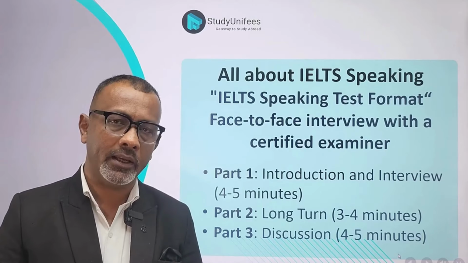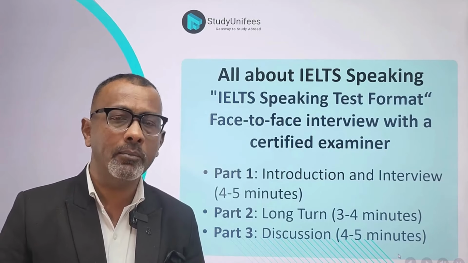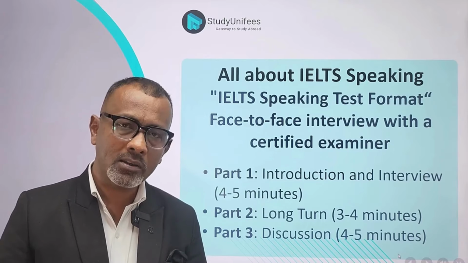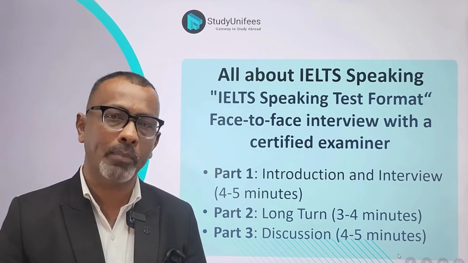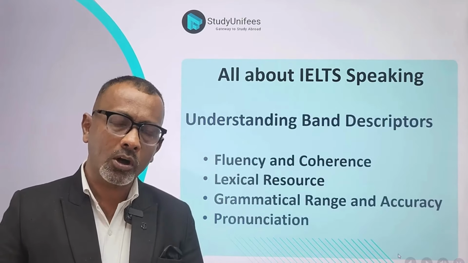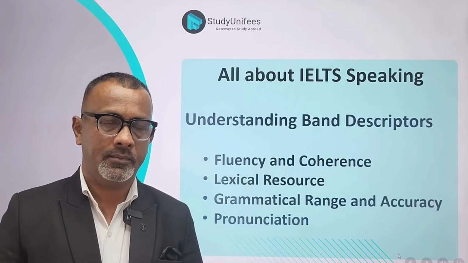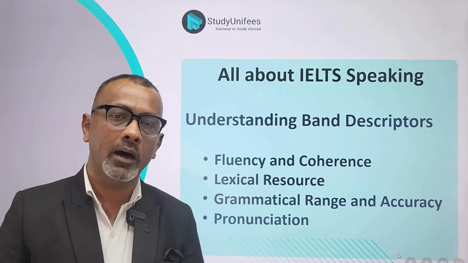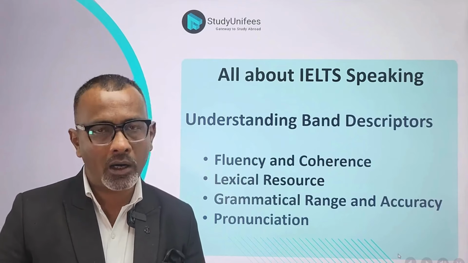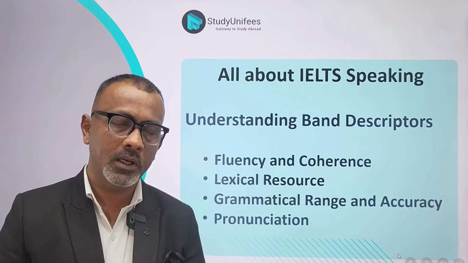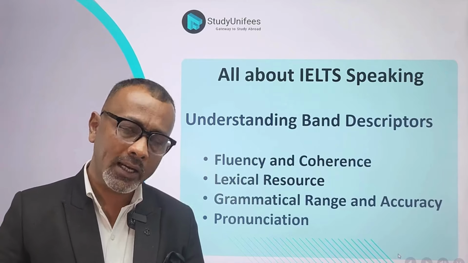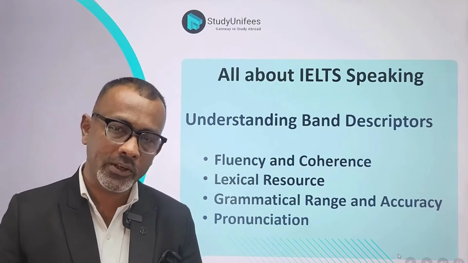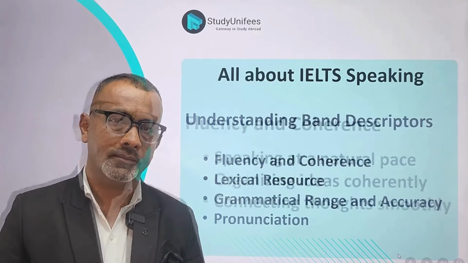Then, part 3 is all about the topic in part 2. You will be asked several analytical questions on the topic connected to the topic in part 2. Now, let's talk about the band descriptors. These are the criteria IELTS examiners use to mark your speaking interview. The 4 criteria, as you can see, are fluency and coherence, lexical resource, grammatical range and accuracy, and pronunciation.